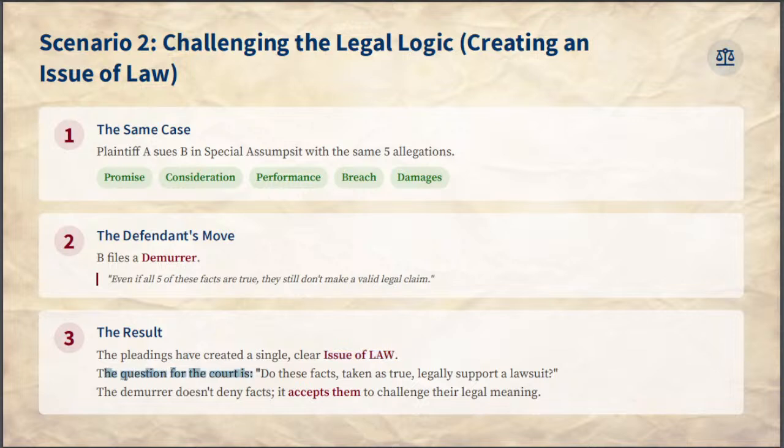The question for the court is, do these facts, taken as true, support a legal lawsuit? The demurrer doesn't deny facts. It accepts them to challenge their legal meaning. So they're still up for the jury, so to speak. However, it's looking at the legal logic, and that's the question.